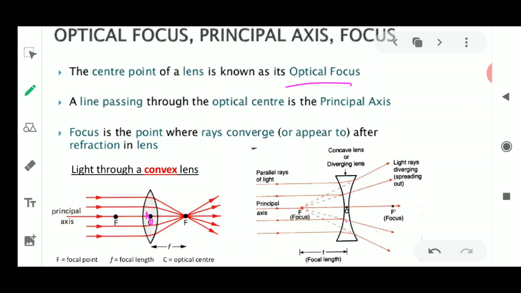Next, a line passing through the optical center is known as the principal axis. Okay, so these are the two things which we already discussed, the meaning of the optical center and the focus. Next, what is the focus? The point where the light rays converge or appear to converge after refraction by the lens is known as the focus point. Okay, so there are two focuses, F1 and F2.